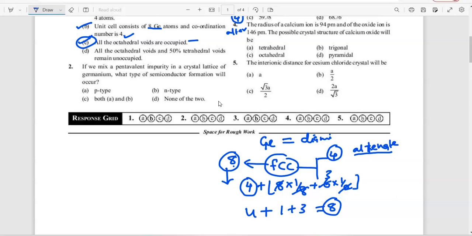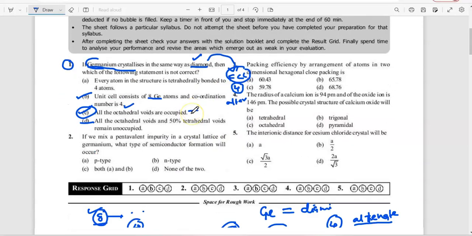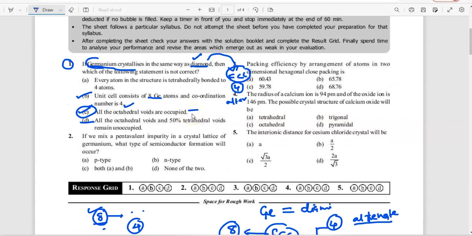Next option: all octahedral voids and 50% tetrahedral voids remain unoccupied. Yes, octahedral voids are not occupied and 50% tetrahedral voids are also unoccupied. Why? Because there are a total of 8 tetrahedral voids, and alternate ones are occupied, meaning only 4 are occupied. 4 is 50% of 8, so this option is also right. In the question they are asking which option is not correct, so option C is not correct, because all the octahedral voids are occupied in what they have given.